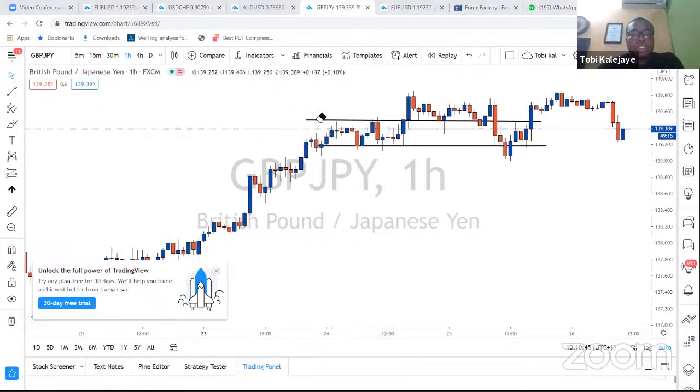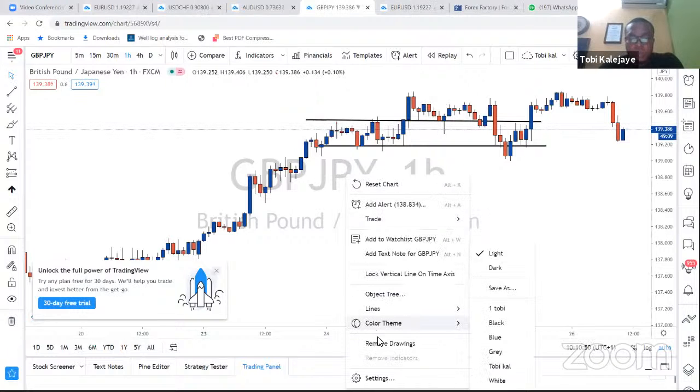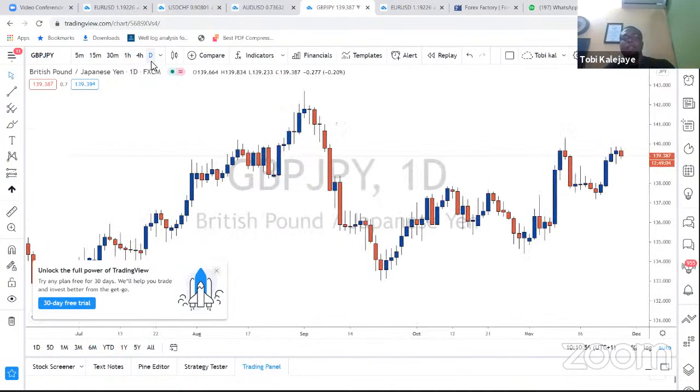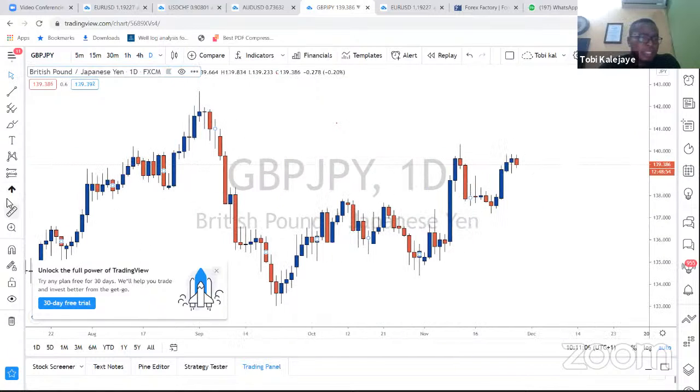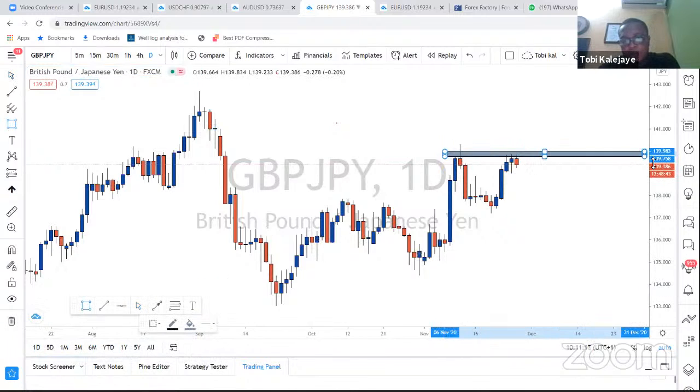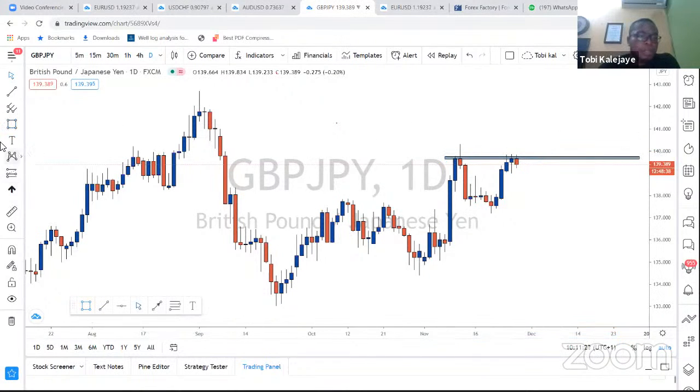So let's do GBP JPY first. All right. See how plain it's looking. It's an uptrend, no doubt. I think we talked about this yesterday, the fact that when price gets to this level, there will definitely be a reaction, which is there. You can see how it's playing already.